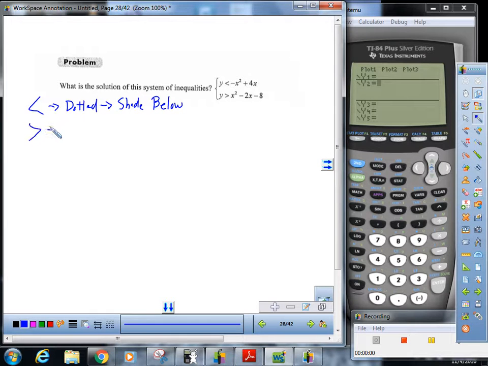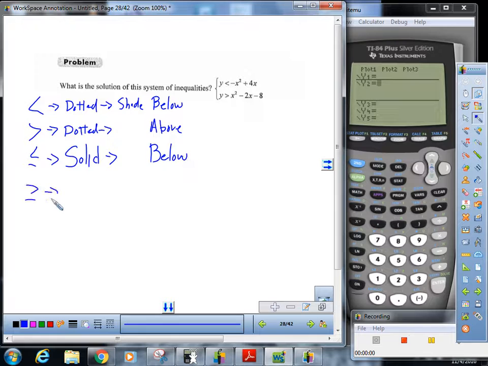Greater than is dotted, and you shade above. Less than or equal to, it is, what's the opposite of dotted? Solid. Exactly. Thank you. Solid. And it's below. And then greater than or equal to is solid and above.